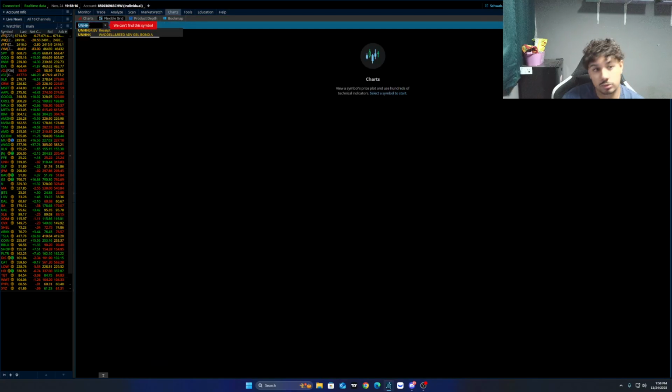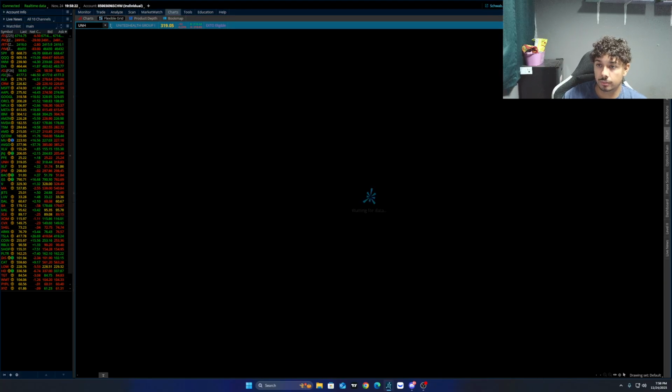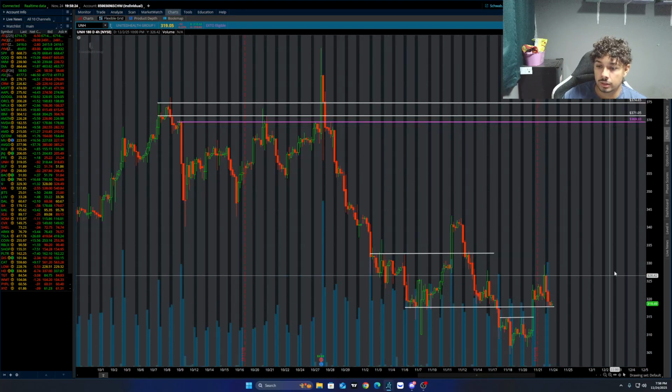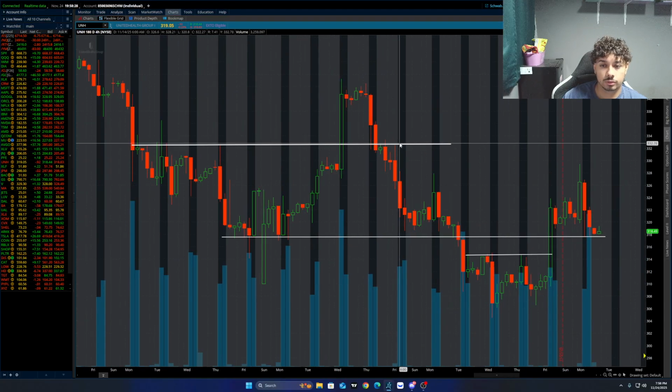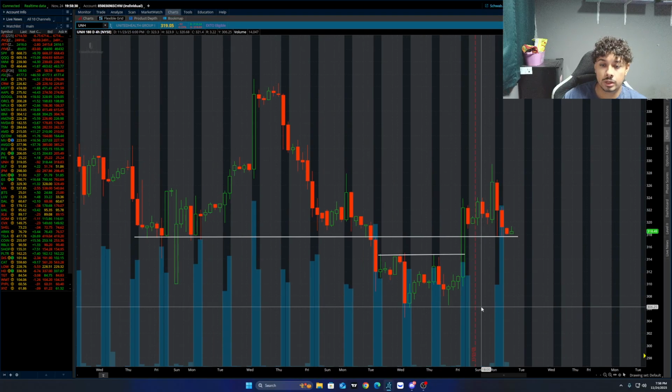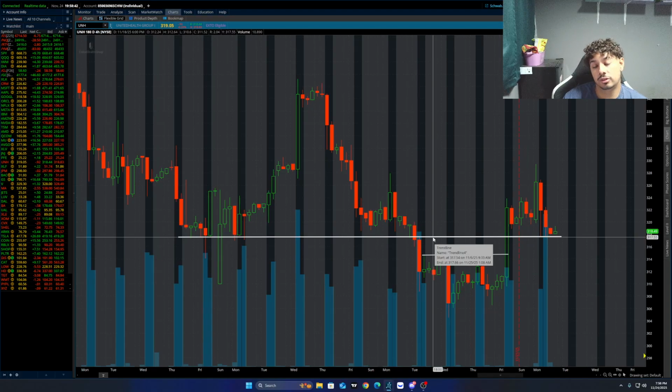UNH is next. Okay, this is a good one. So let's look at the 4 hour. Taking a look at UNH, let's delete this, we don't need this anymore. This is a previous bounce level, and then turned. I wouldn't say it turned into resistance because it never rejected from there. So this was previous support, still support actually.